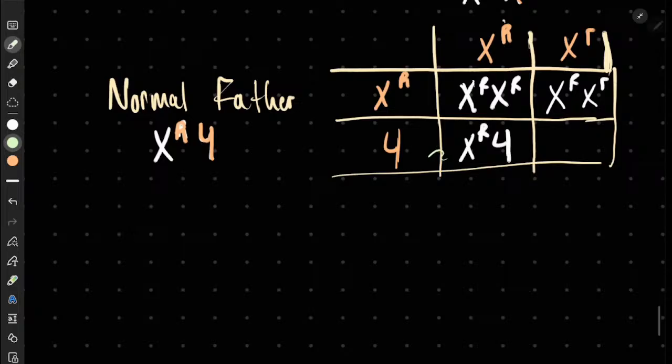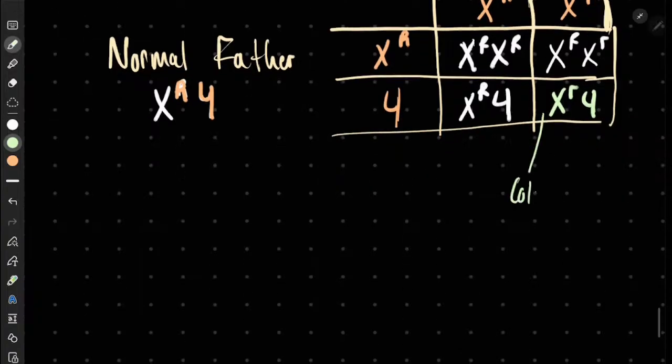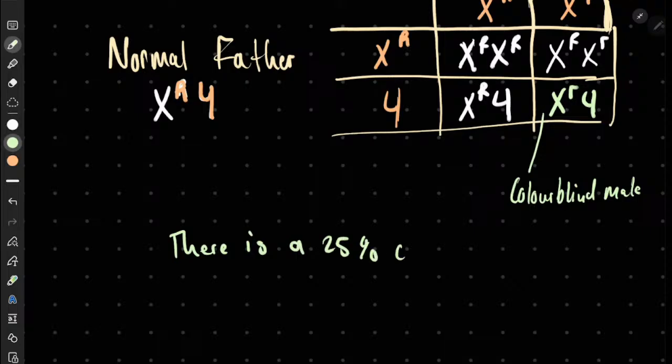Right. Now, let's see when Y meets this one. We'll get XR and Y. What is this? This is a colorblind male. Can you see that? This is now a colorblind male. So you can say there is a 25% chance.